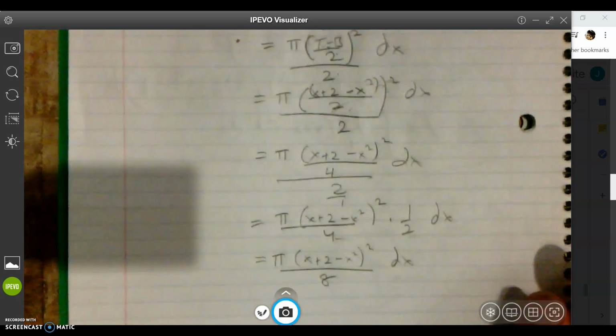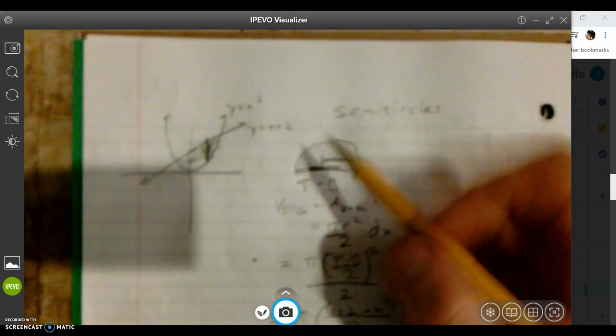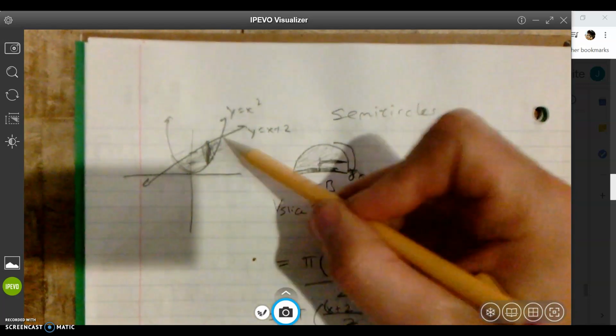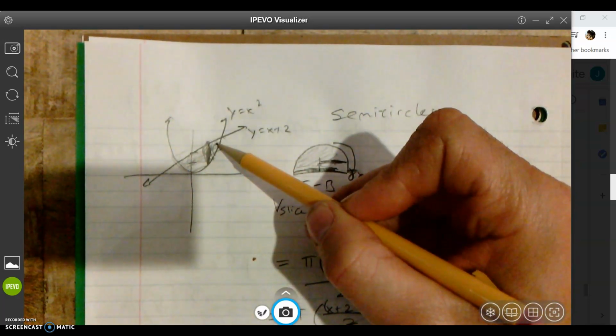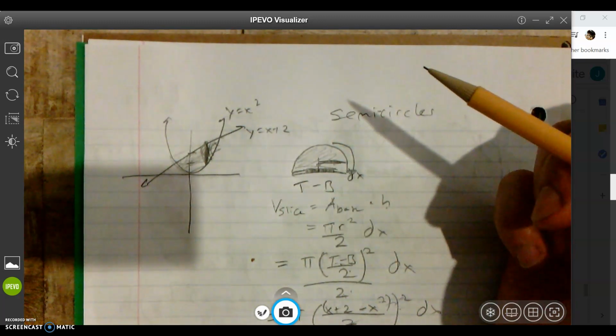But how do we get all those slices in there? So we have an infinite amount of slices between these 2 points. What are these 2 points? Pause the video and see if you can get it.